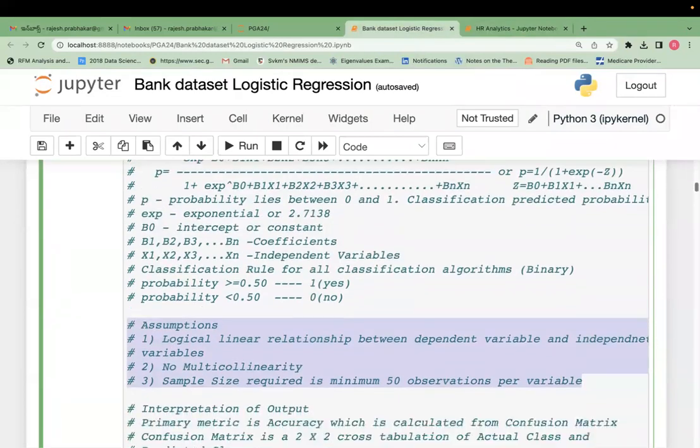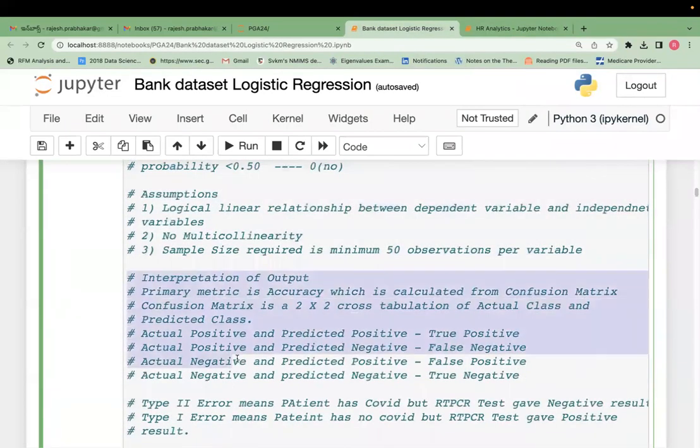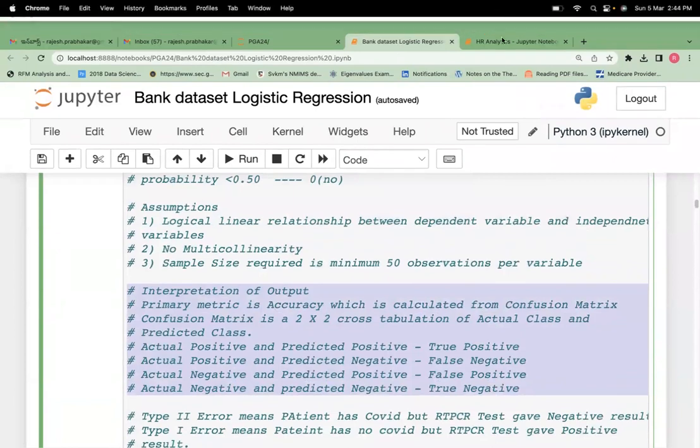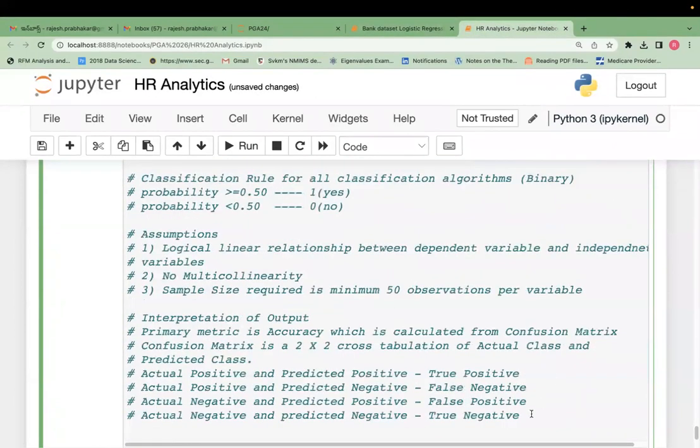And the interpretation of output in Python is based on the confusion matrix. The confusion matrix is very important for all classification problems. The confusion matrix will be created in the backend. What is the confusion matrix? It's a 2 by 2 cross tabulation of actual class and predicted class. So it's a 2 by 2 matrix for binary. For multinomial it will be n by n.